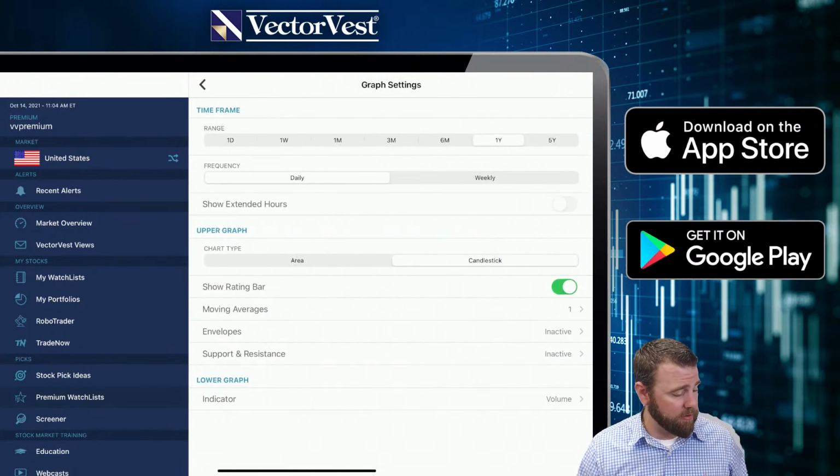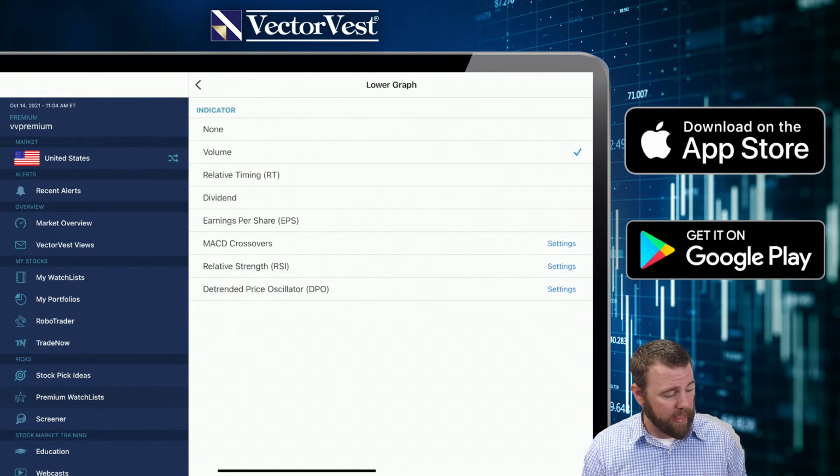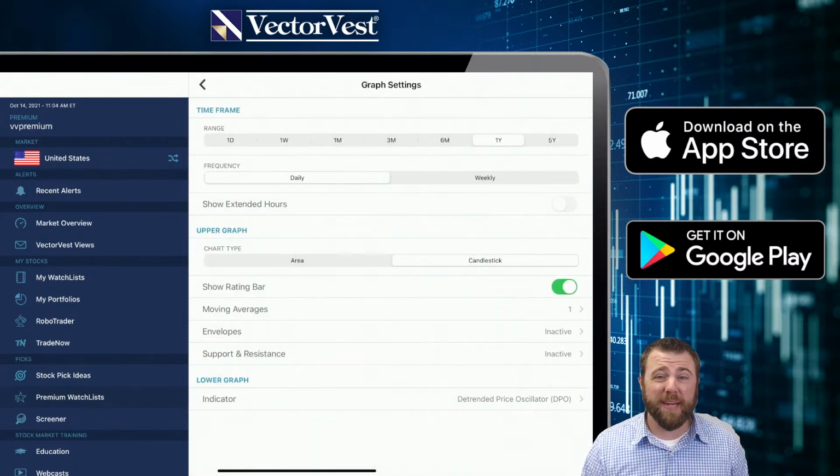If we come down here, let's take a look at some technical analysis real fast. So if we come in, let's go ahead and use DPO. DPO, for anybody not familiar with it, is a momentum indicator.